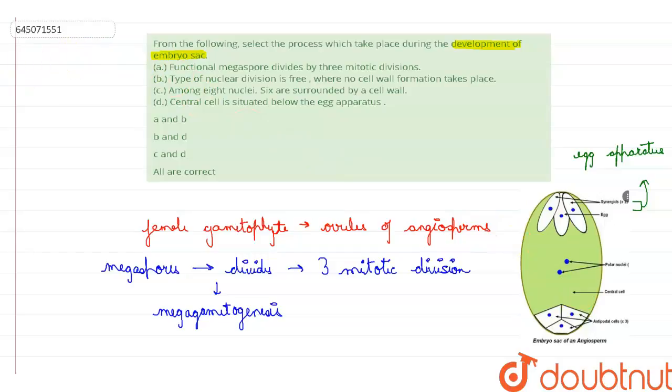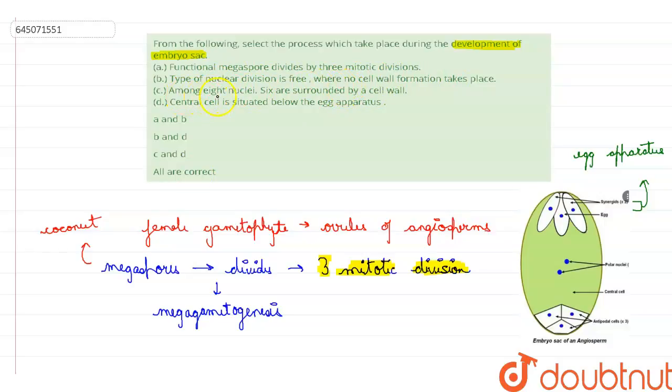Now if you talk about the statements given, the first statement says that the functional megaspore divides by 3 mitotic divisions. As I told you, the remaining megaspore is divided by 3 mitotic divisions, and they form the polar nuclei. So this is correct. The second statement says that the type of nuclear division is free, where no cell wall formation takes place. That is also correct. This free nuclear division happens in the endosperm of the coconut basically, where there is no formation of a cell wall. So this is also correct.